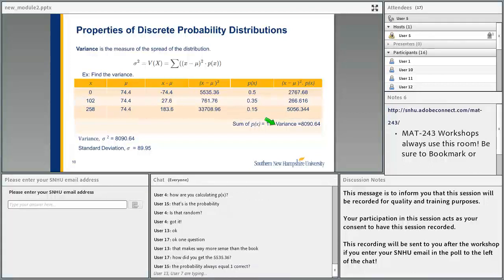How did I get the 5535.36? I have squared the previous column. Yes, sum of probabilities is always 1.